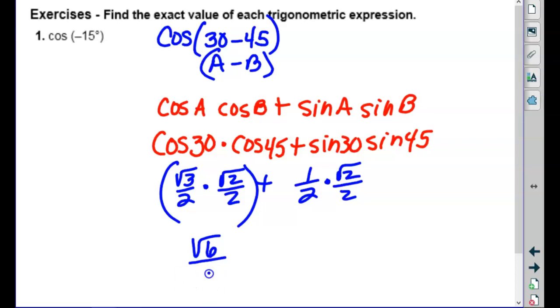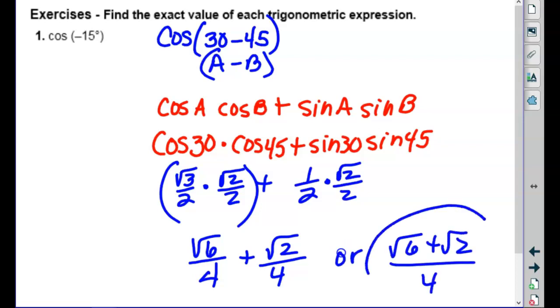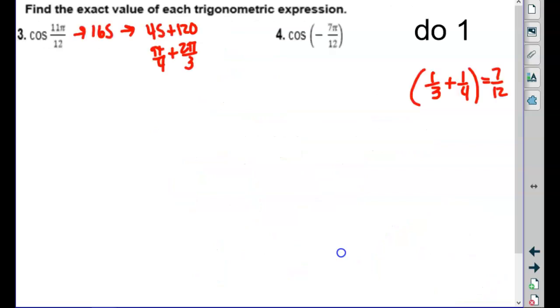Now, can I reduce that? Nope, because one's in jail and one's not. If I multiply these two together, I get square root of 2 over 4. So this is the answer, or you can combine it into one fraction. That's the exact answer for the cosine of negative 15. Disgusting, right? But all it is is substituting into the formulas that are on your sheet, using your unit circle to find the values.